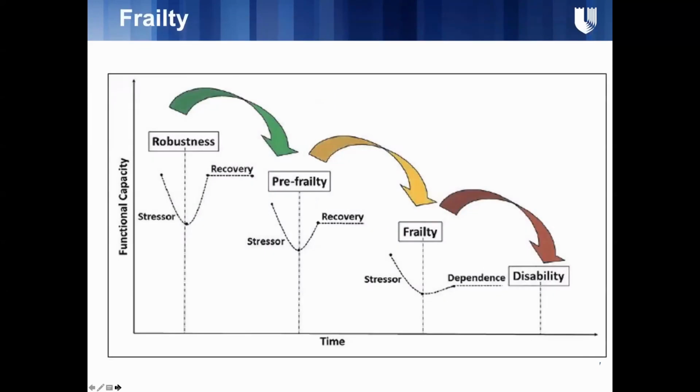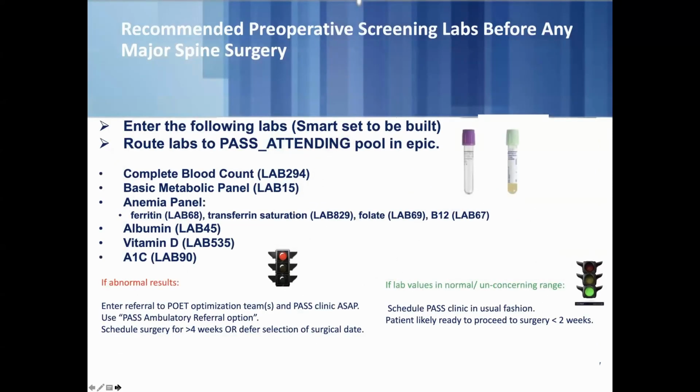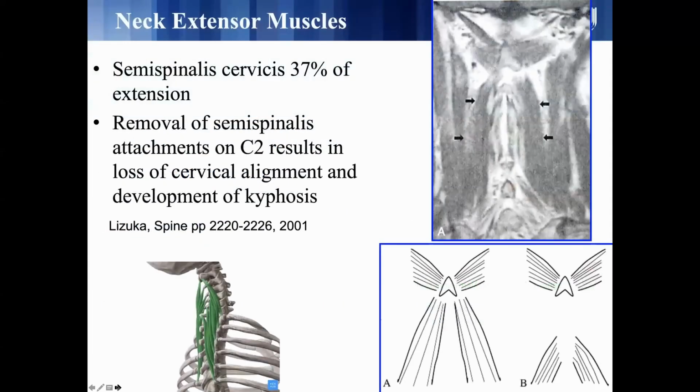Now, one of the realizations is that patients with cervical deformity frequently are frail, and improving their frailty before surgery becomes very important. At Duke, we follow a routine laboratory and bone quality assessment, and this includes a variety of different laboratory studies to help assess bone quality and assess factors that can be improved prior to surgical intervention.